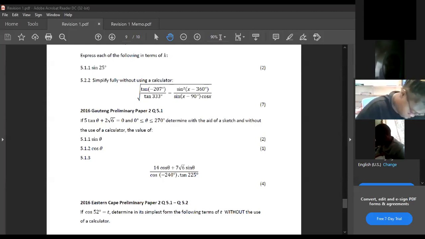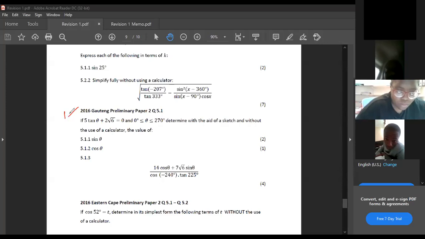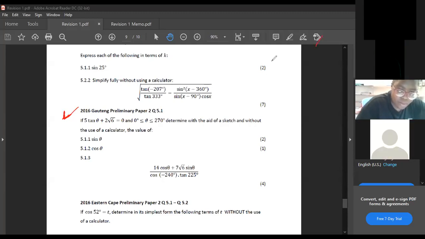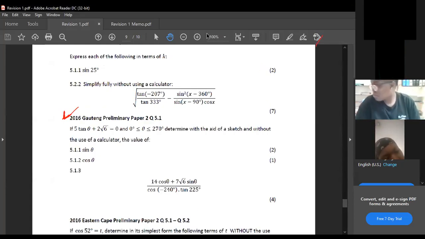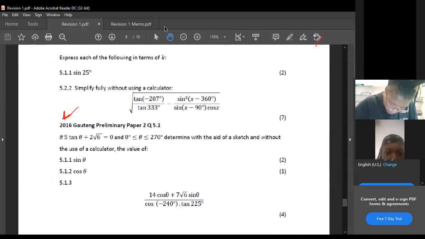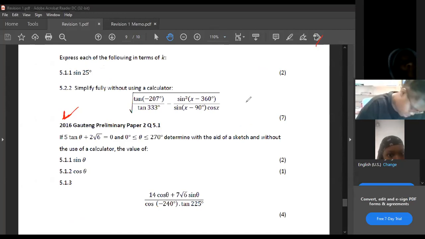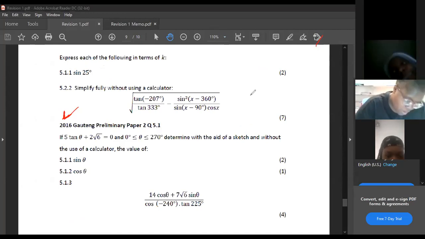Right, let's do this question quickly. Remember, these questions are very sensitive towards where you draw the diagram. First, obviously, make tan the subject. Then you draw the diagram in the correct quadrant.